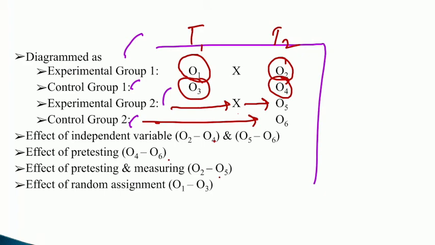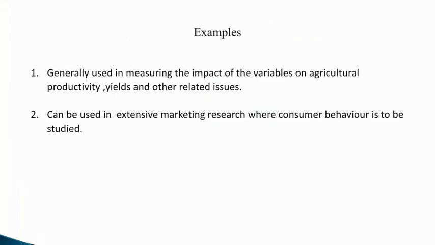This is a little bit complicated, critical design, so it is usually used to measure the impact of a large number of variables, in fields or areas where we have a large number of variables and it is important to measure their effect. Generally it is used in measuring the impact of variables on agricultural productivity, yields, and other related issues. In agriculture, or parallel fields, where we have a fixed structure, we can fix blocks, have a set of variables and see the effect, and then it is more important to go for this four group design.